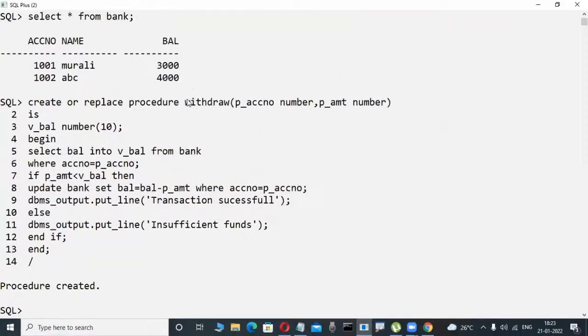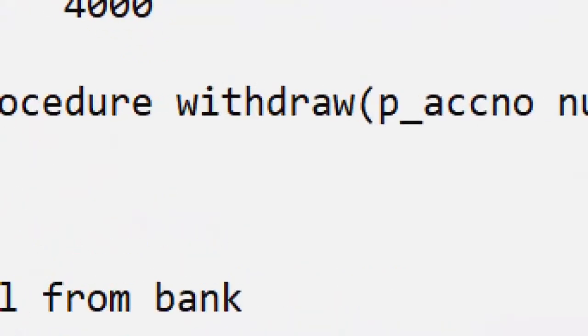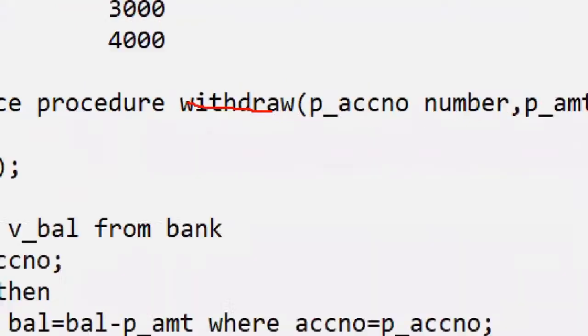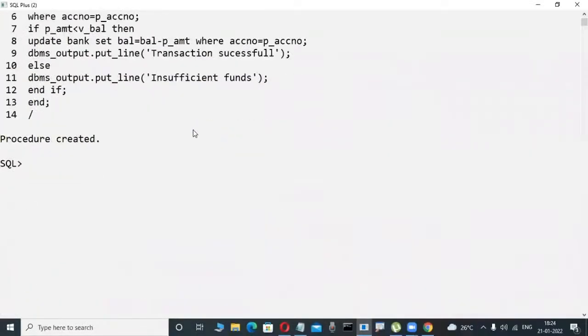Once I develop this withdraw procedure, I try to check it, like whatever ATM transactions I was telling about in the previous case. Now check it out. Observe it here. I'm executing: exec procedure name withdraw. Okay, fine. I'm calling this procedure withdraw.